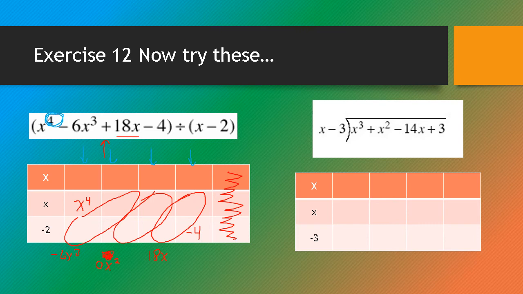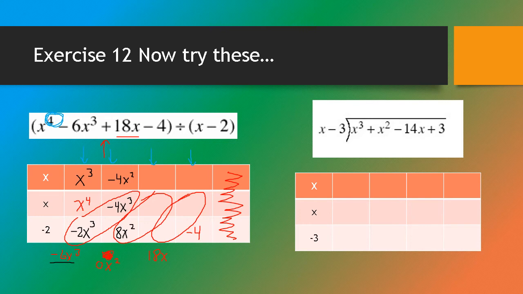I start here in the x to the 4th box, and to get x to the 4th, I'll multiply x by x cubed. Now x cubed times negative 2 makes negative 2x cubed. But I need my diagonal sum to be negative 6x cubed. So I need another negative 4x cubed over here. x times negative 4x squared is negative 4x cubed, but negative 4x squared times negative 2 is 8x squared.